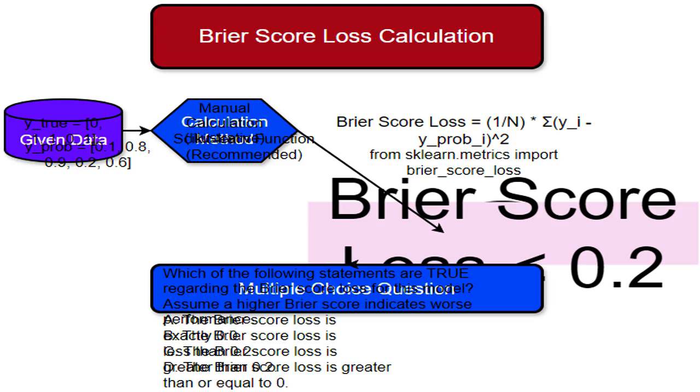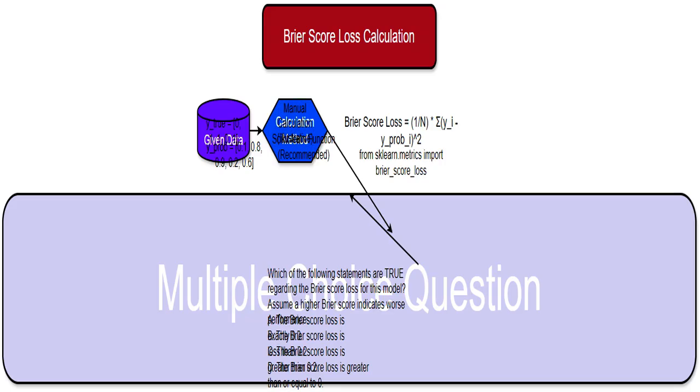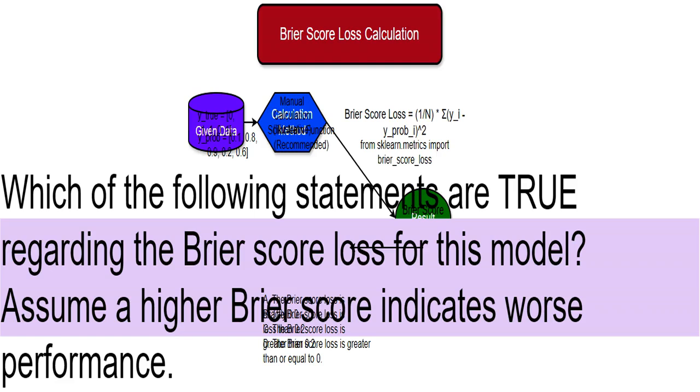This is the question we need to answer based on the Brier score. The question asks which statements about the calculated Brier score are true. This statement is false. A Brier score of 0.0 means perfect prediction. Our model isn't perfect. This statement is true. Our calculations show the Brier score to be less than 0.2.